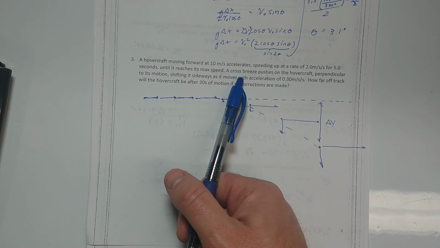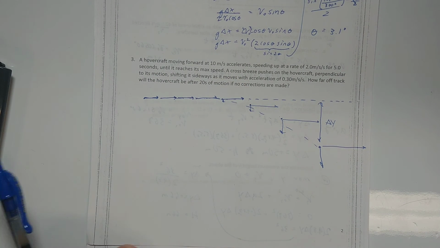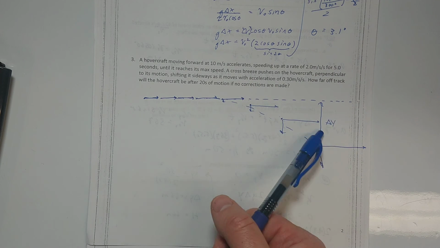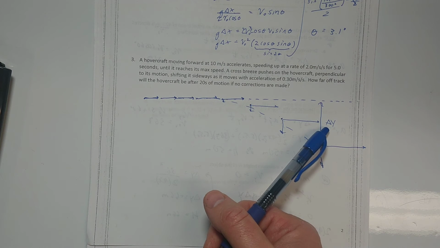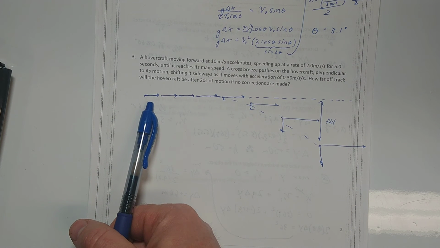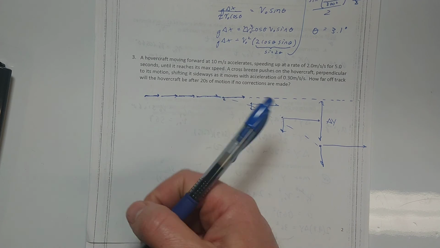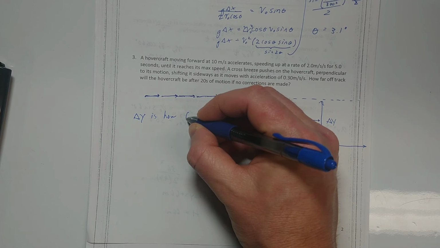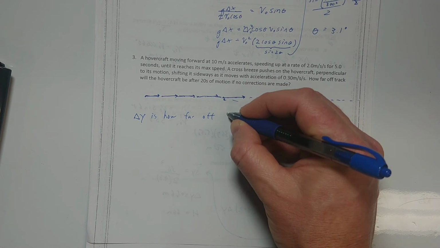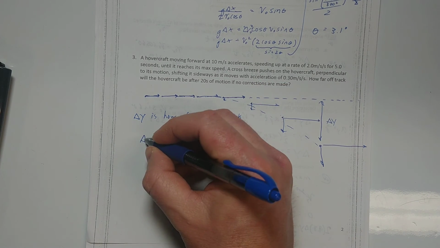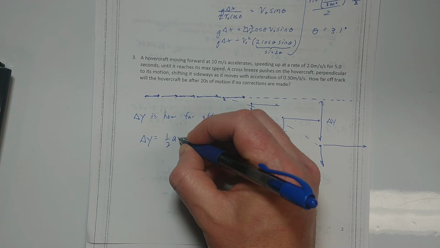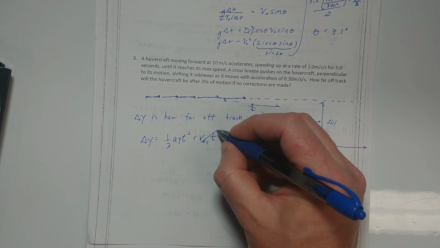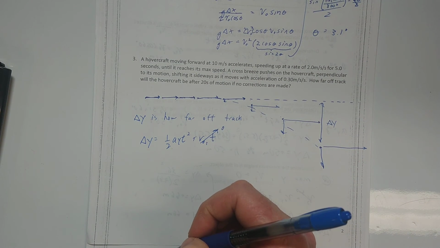Oh, it says until it reaches its max speed, so I guess it's moving at constant velocity in the x direction. So maybe I drew that a little wrong. It doesn't really matter though, because delta y is going to be independent of the forward motion. So delta y is how far off track. Delta y equals 1/2 a y t squared plus v naught y t. Well, v naught y t is simply 0.